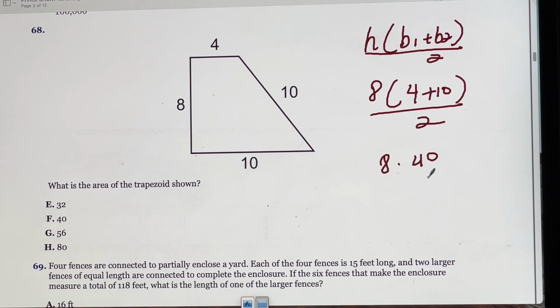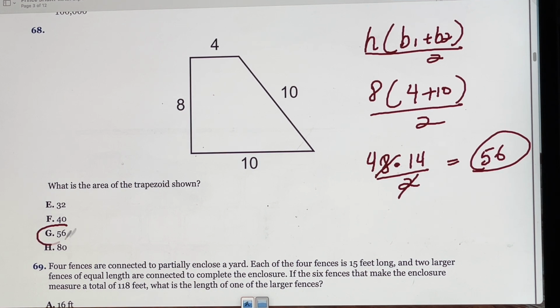So 8 times 4 plus 10. Apologies, 4 plus 10, so in the parentheses we get 14. So it's 8 times 14 divided by 2. Let's simplify: you can simplify this to a 4, and 4 times 14 is easily 56. So the area of this is 56.